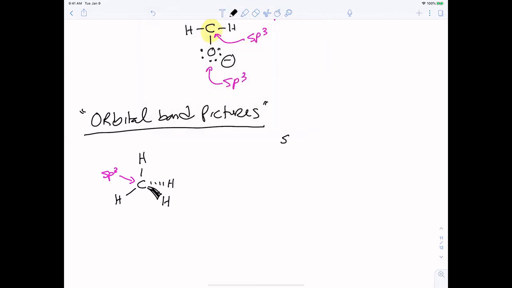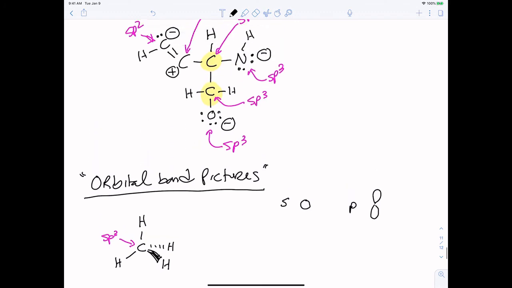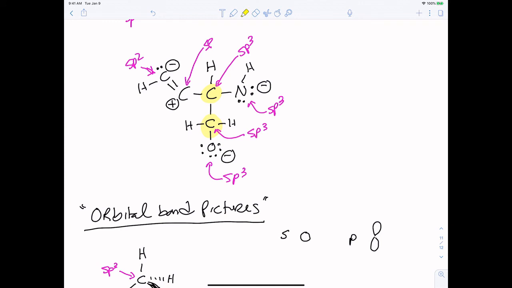So remember our s orbitals are spherical, so we'll just draw a circle. Our p orbitals are dumbbell shaped. Remember, if something is sp2 hybridized, it does have an unhybridized p orbital, so we are going to draw that. If we go back up to this guy here, it is sp2 hybridized, so there is an unhybridized p orbital on there that we would draw. We are going to draw all our orbitals.